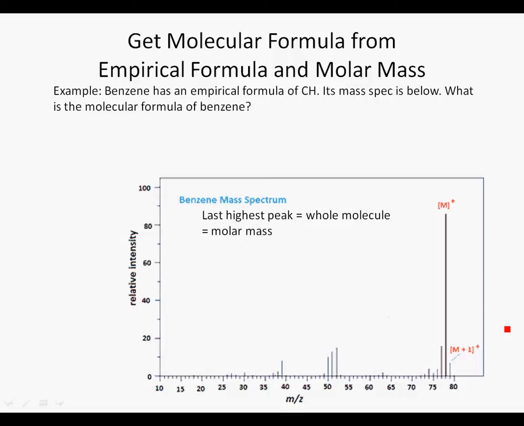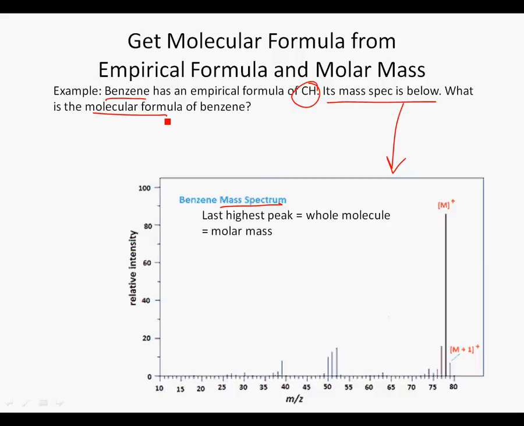One way you can get that is from this thing called a mass spectrum. That's what the big diagram here is at the bottom. So I have an example here. Benzene is a molecule that has an empirical formula of CH. So that's the simplest whole number ratio. The mass spec is below. We're going to use the mass spec to find out what the molar mass is so that we can find what the real molecular formula is.